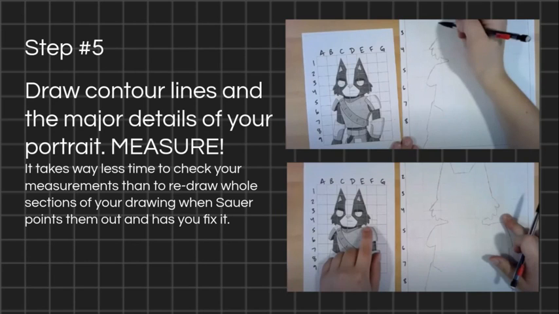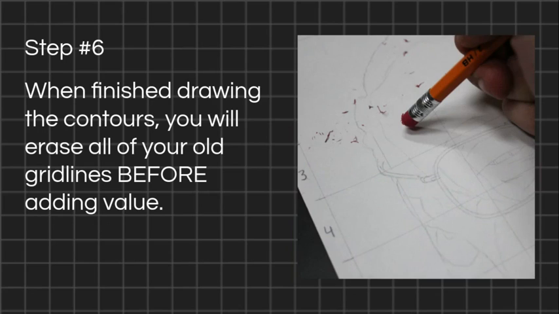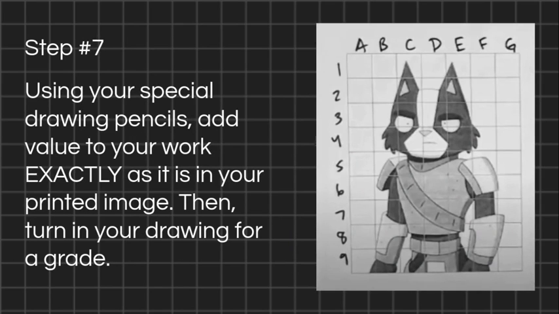Then we are going to be drawing the contour lines and the major details of your portrait. So you don't want to go square by square and finish it with the value, because then we still have all our grid lines in the way. So for how we're going to do it in class, we're going to do all the contour lines, then get rid of all of our grid lines. You have to erase them, and then you'll jump back and add value to your image when it's all done. So you won't have any grid lines on it.